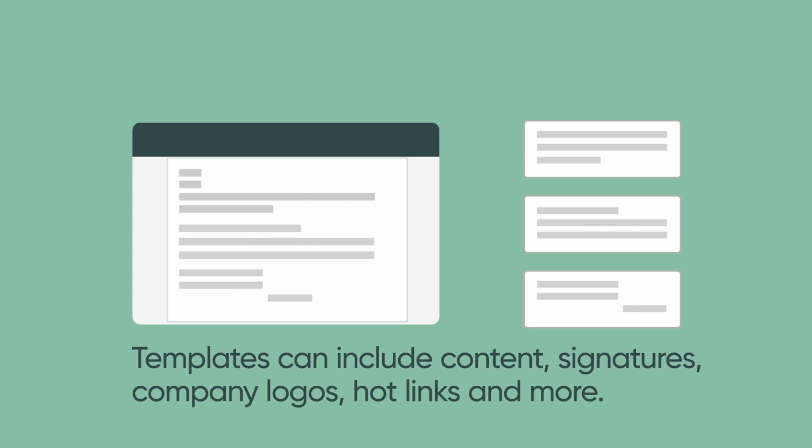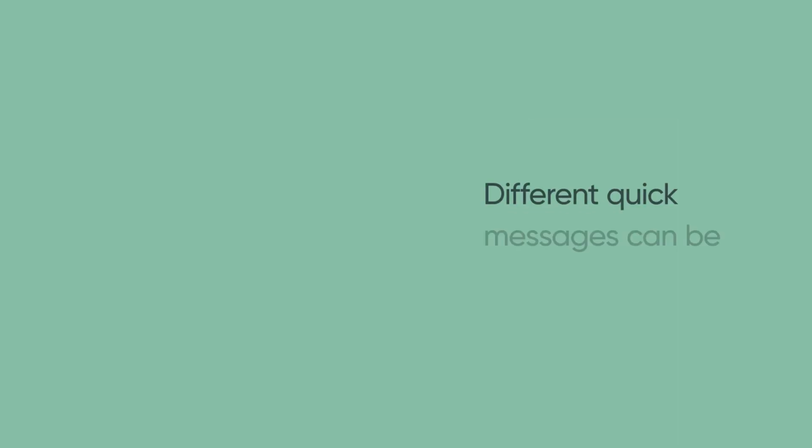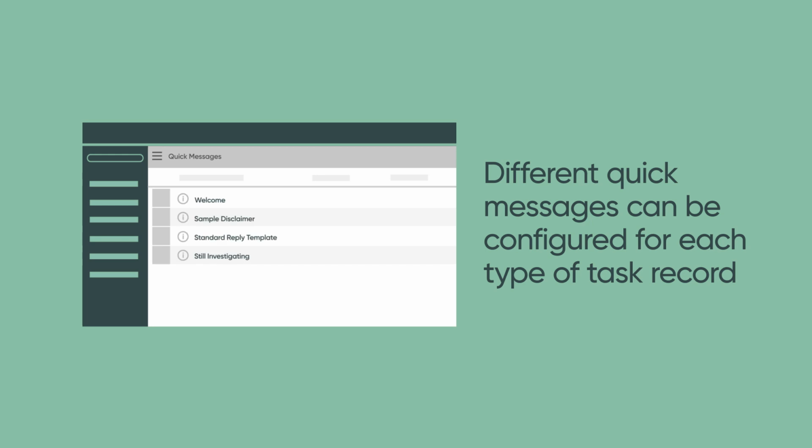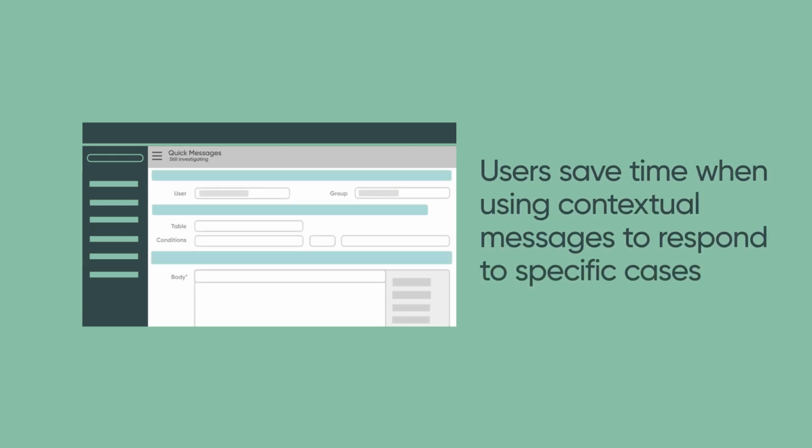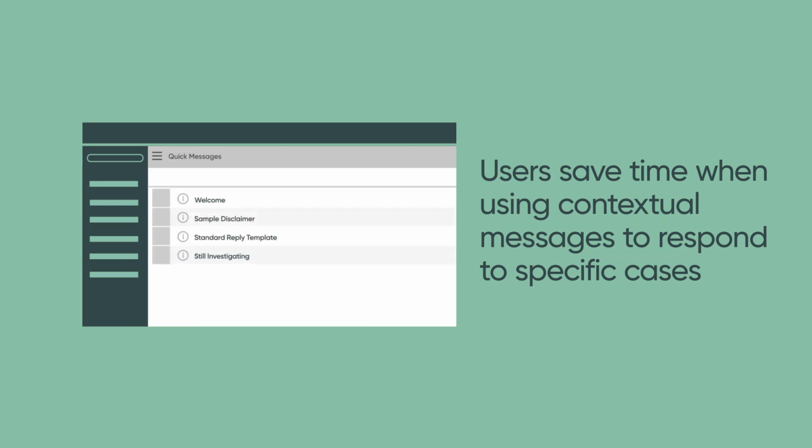Aside from the content of the message, they can also be configured to contain signatures, company logos, hot links, and more. Different quick messages can be configured for each type of task record so that users are presented with the contextual messages to be used to respond to specific situations. This means users don't have to search for the correct templates for their identity.